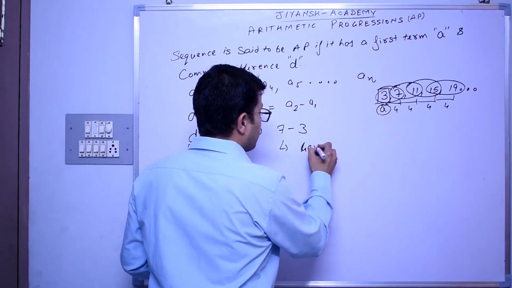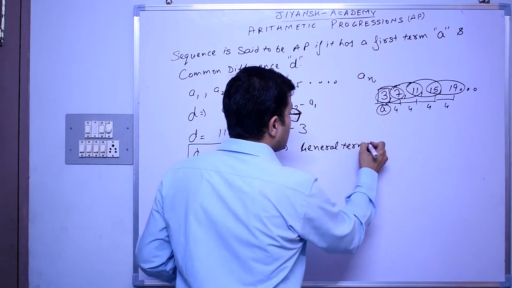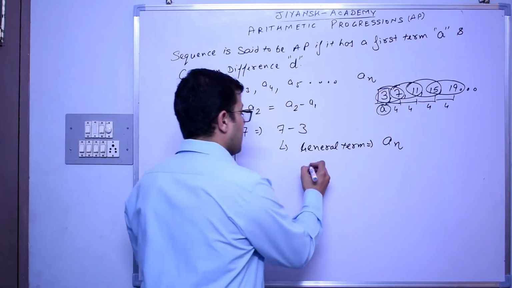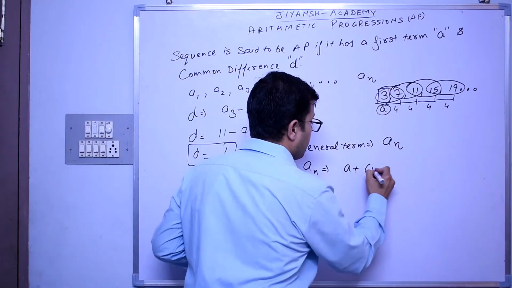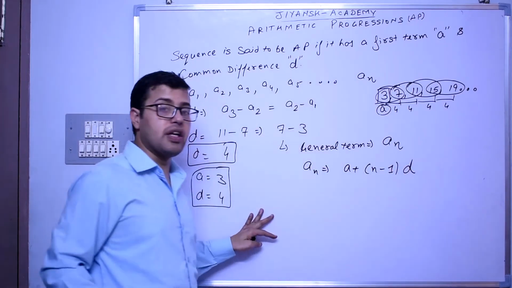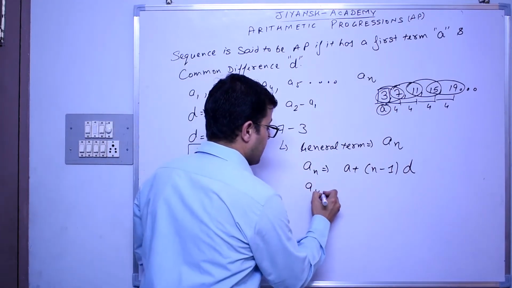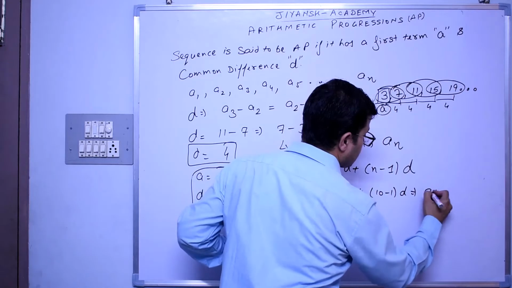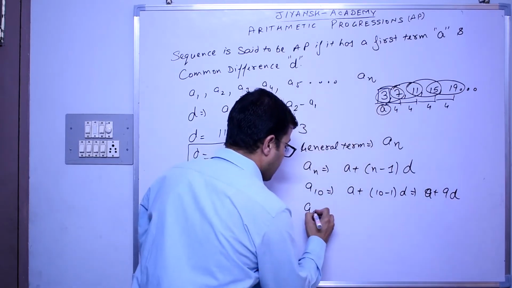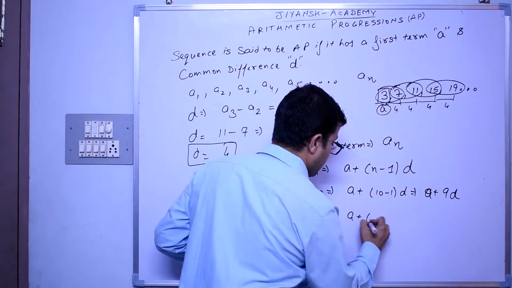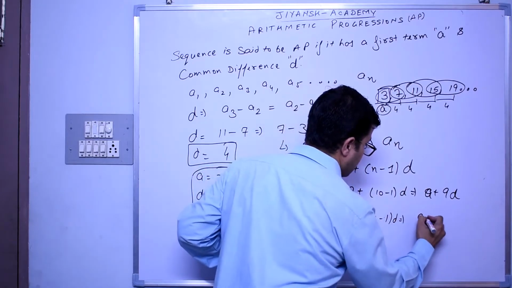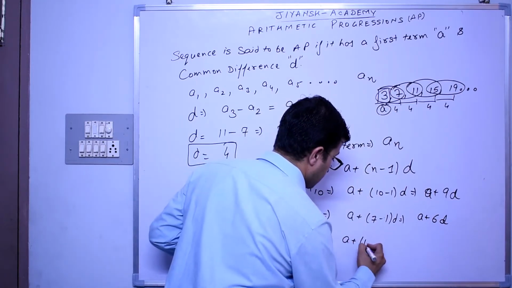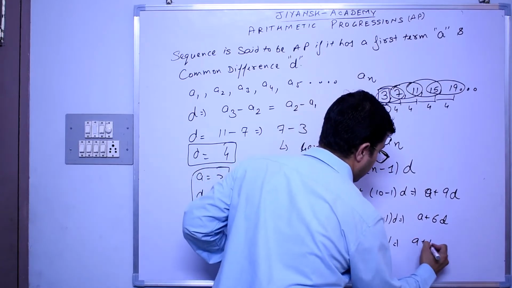The first formula is for the general term, that is the nth term, right? Now the nth term for an AP will be given as AN is equal to A plus n minus 1 into D. It means if I have to write the 10th term, I can write it as A plus 10 minus 1 into D, that is A plus 9D. If I have to write the 7th term, I can write it as A plus 7 minus 1 into D, that is A plus 6D. If I have to write the 13th term, I can write it as A plus 13 minus 1 into D, that is A plus 12D.